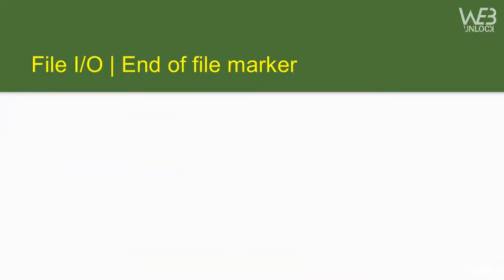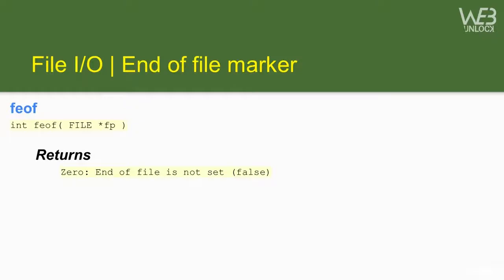Let's talk about the end of file marker. Do we have functions to tell us if we are at the end of file marker? Yes, there are some functions. One is called feof. So what does it return? If it returns 0, that means no, it's not the end of file. Any value that's non-zero means it's an end of file.